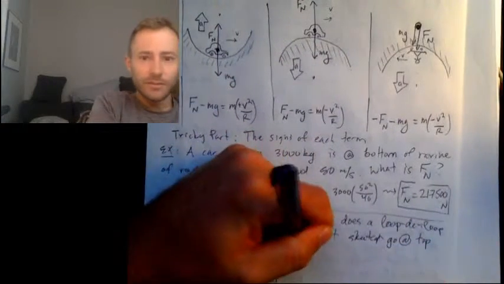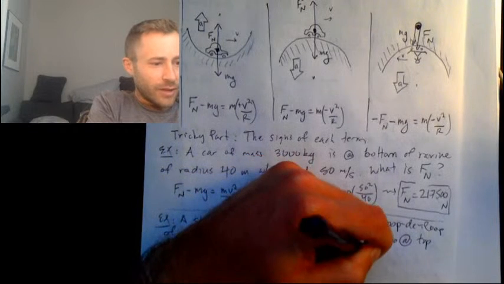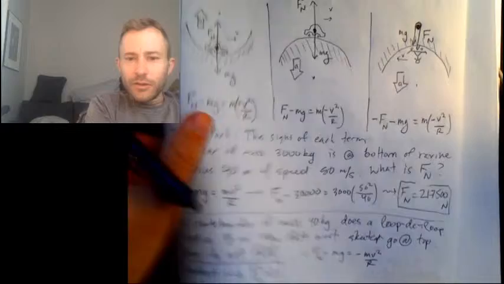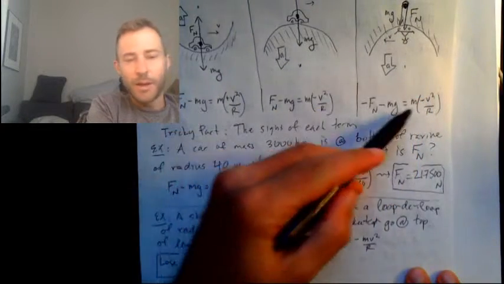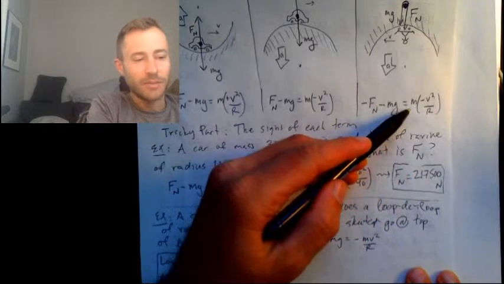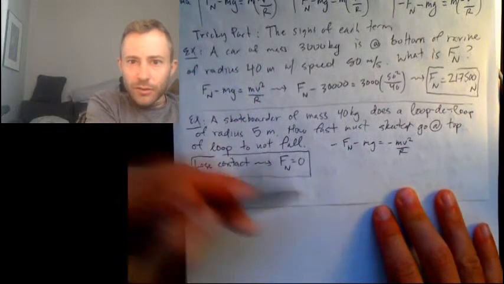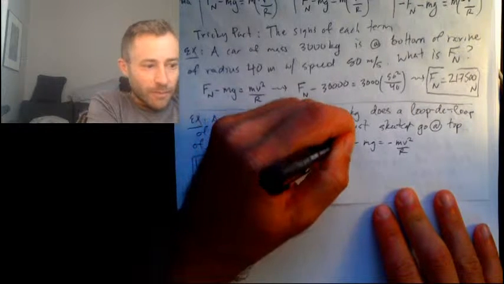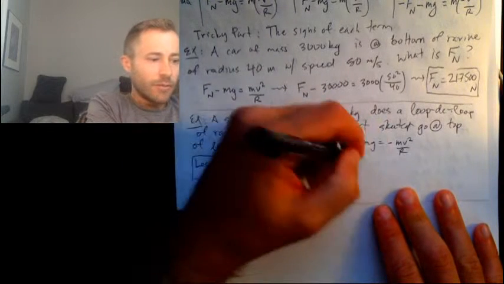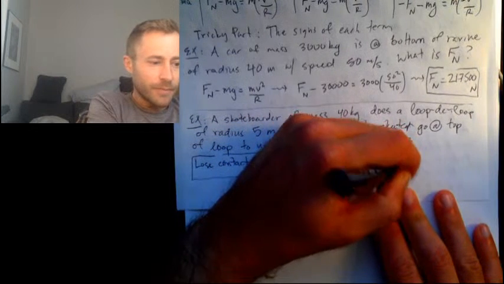So we're looking at this scenario. We have minus F sub n minus mg equals minus mv squared over r. So I took the negative sign here. This was multiplying by -1. It's not m minus v squared over r. It's m times the quantity negative v squared over r. And I just moved it to the front. Okay? Now, again, losing contact means normal force is 0. Okay? So we have minus mg equals minus mv squared over r.